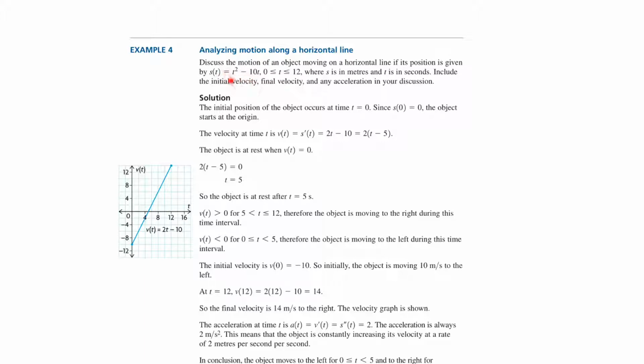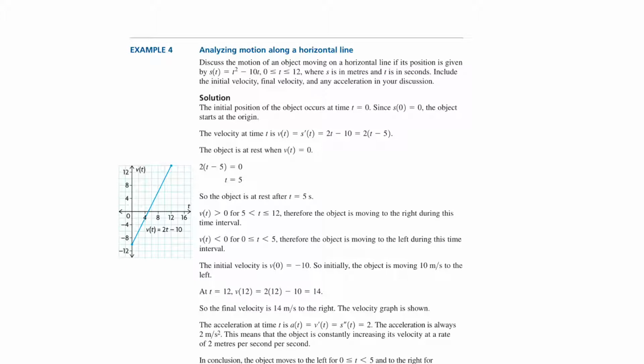It's a second degree function. Velocity is 2t minus 10, and acceleration is 2. Acceleration is constant when t is between 0 and 12, and it is 2. Initial velocity is velocity at t equals 0, which is 2 times 0 minus 10. It is minus 10 meters per second. And velocity at t equals 12 is 24 minus 10, which is 14 meters per second.